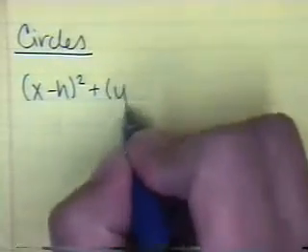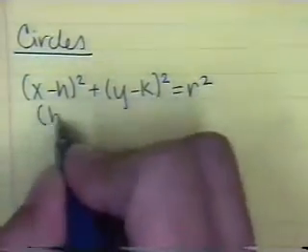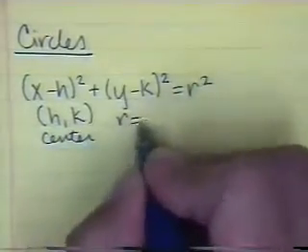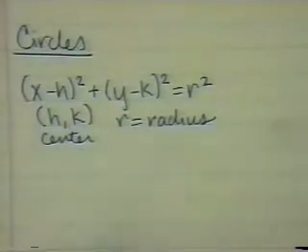With circles, it's real important that we know the standard form of a circle formula. That's x minus h squared plus y minus k squared is equal to r squared, where (h, k) is the center of my circle and r is the radius. That's all we need to even graph it.